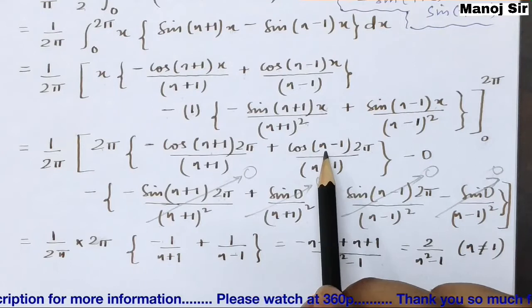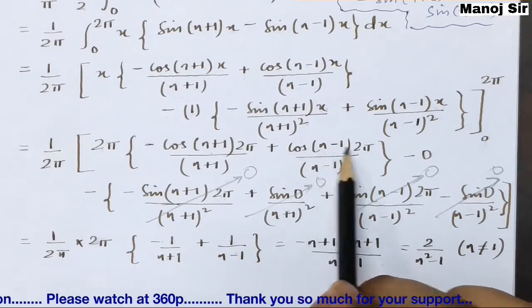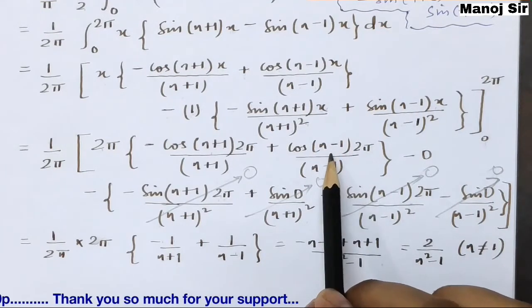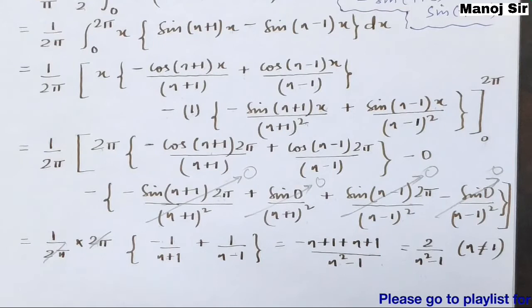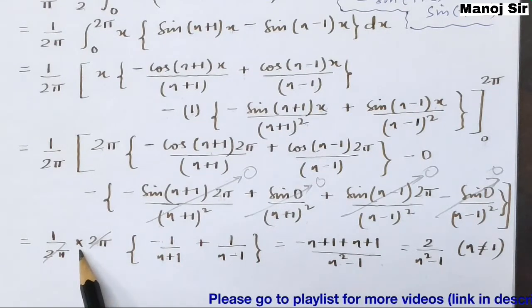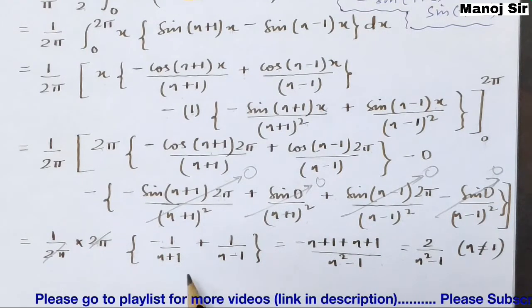Again here also, if you put n equals 2 to infinity, any value, you are going to get this value as 1. So this is going to be 1 upon n minus 1. Okay, so this part will get cancelled. So 1 is left outside of this bracket.